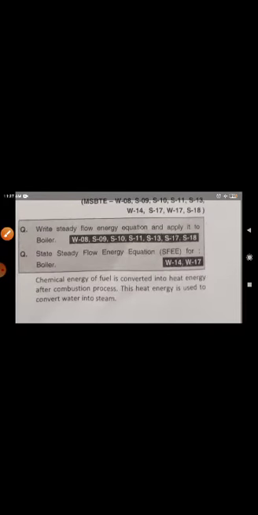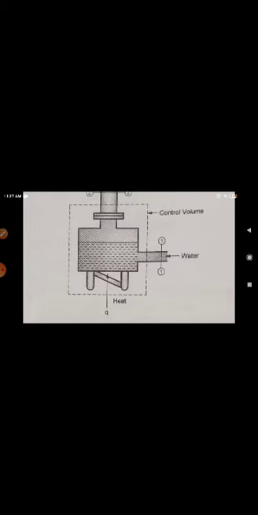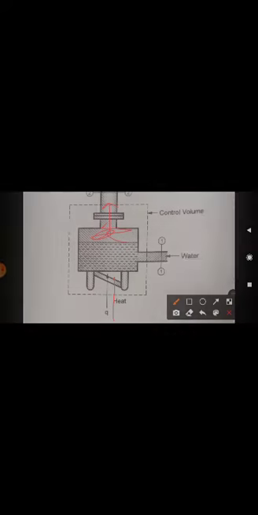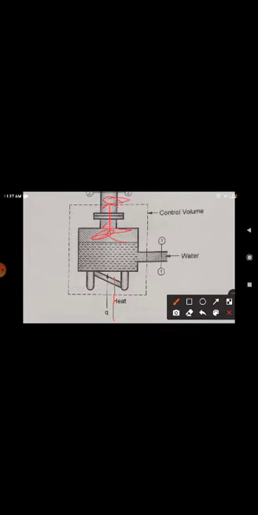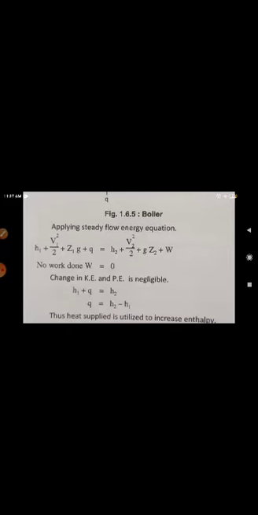Now next let's see the boiler. What is a boiler? In this, the chemical energy of fuel is converted into heat energy after the combustion process. This heat energy is used to convert water into steam. Here is the boiler. Water enters, heat is supplied, and it gets converted into steam, which expands further. We don't need to think anything about the steam; we just have to consider the boiler. Now let's apply the energy equation.